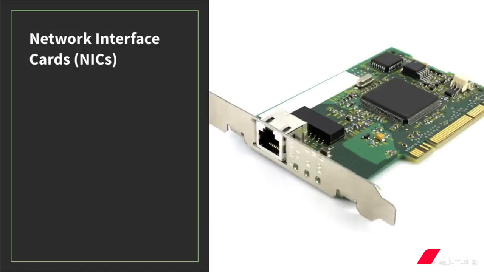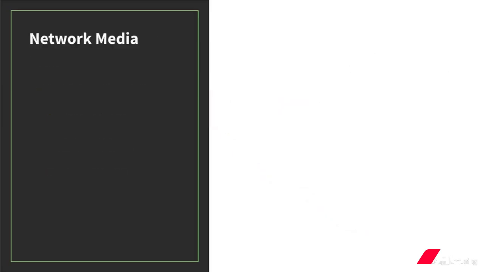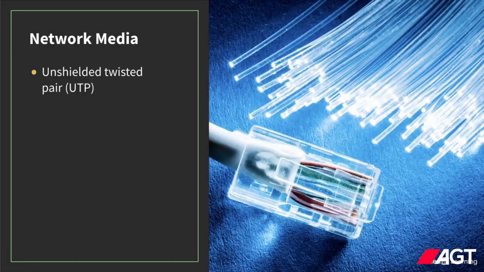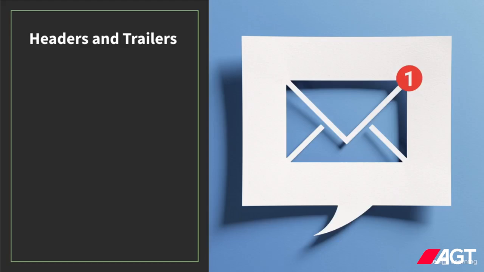Each network device needs a network interface card, or NIC, to transform data into electrical currents, pulses of light, or radio waves, depending on the medium used to transmit the signals. We use unshielded twisted pair, or UTP, cables to send electrical currents, while fiber optics cables are used to send light pulses. Wireless signals travel through the air. Operating systems, or OSs, are crucial in converting data into signals.